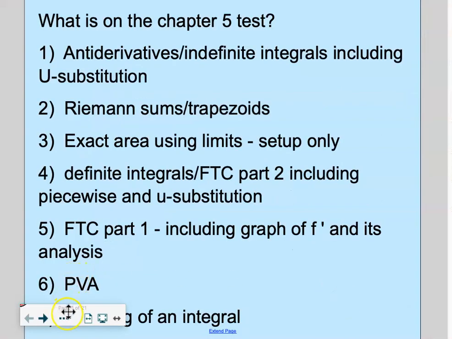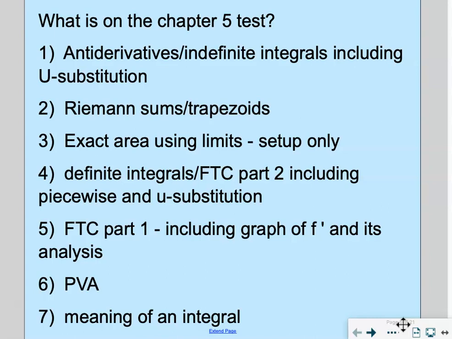Big quizzes, I just wanted to do a quick overview of what is on your test.